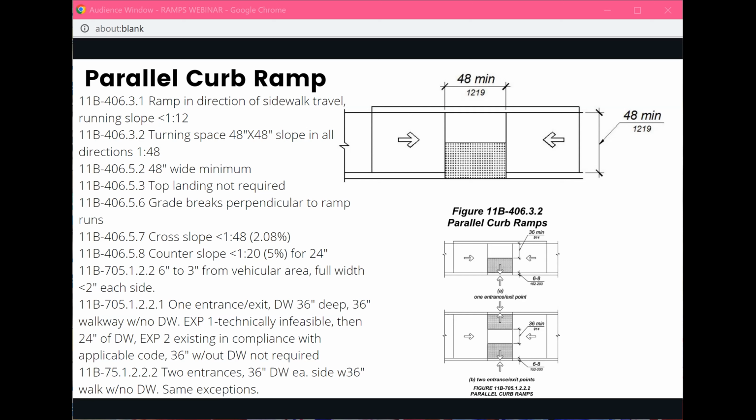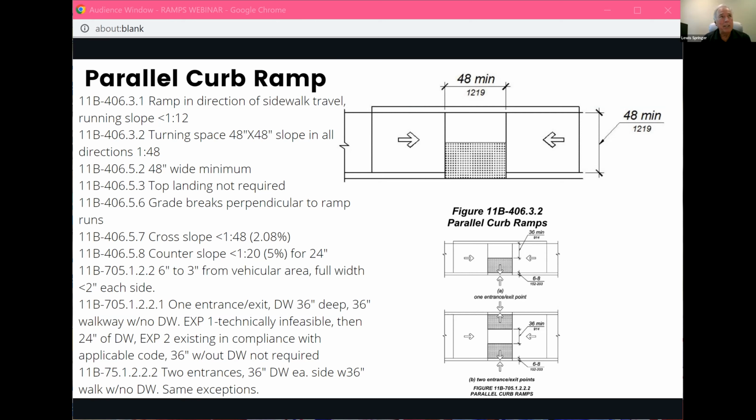Correct. The other problem with that figure is it shows the detectable warning out at the face of curb where the asphalt meets the curb. And there is a code requirement to have that 6 to 8 inches behind the curb. So there's a couple of problems with that.